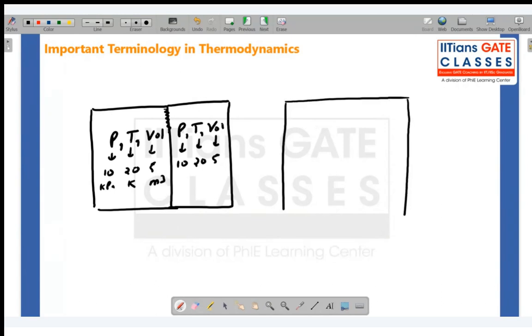Now, let me remove this barrier from here. It is a removable barrier. So if I remove this barrier, tell me what is the pressure of this system now? Quickly tell me. Is it P? It is 2P. It is P by 2. Yes, it is 10. That means P. What is the temperature? Temperature will be, yes, 20. What is volume? Volume is 10. So basically, volume has doubled, 2V.